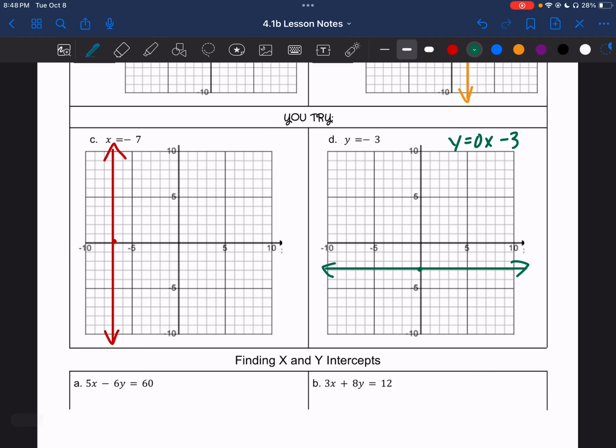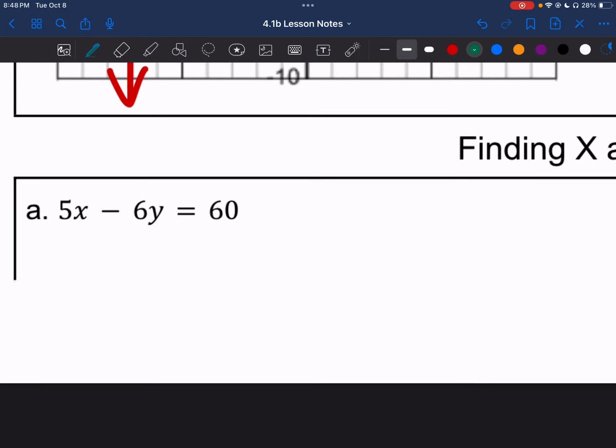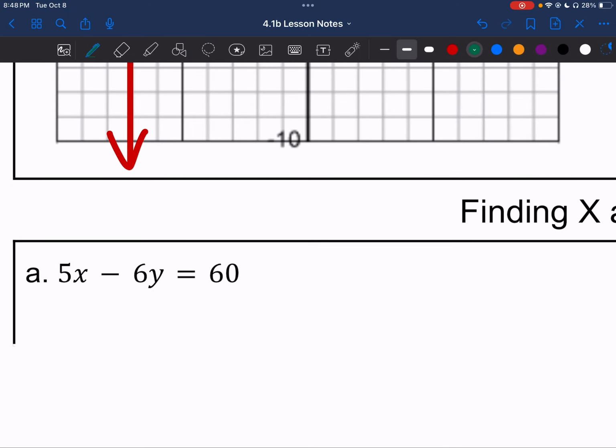This lesson is all about graphing using x and y intercepts, but we're going to start off by reminding you what it is to find an x-intercept. How do we do that mathematically given our problems? So if we look at this equation, we have 5x minus 6y is equal to 60.